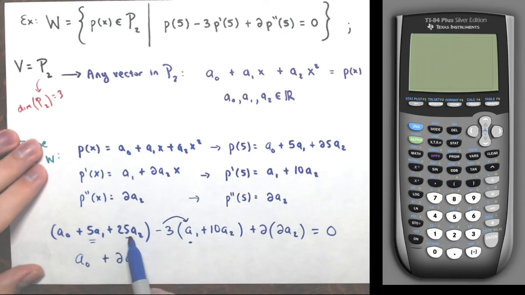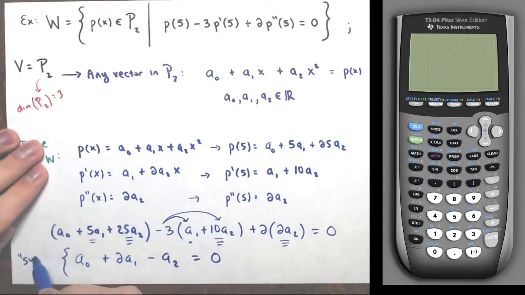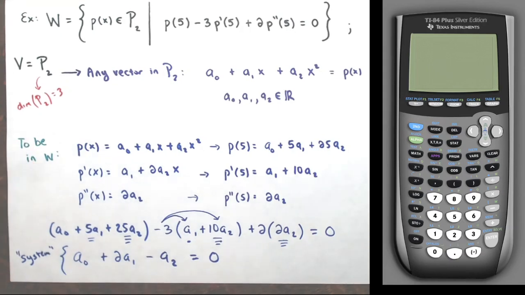And then there's 25a2 minus 30a2. Right, that's triple underline. And then plus 4a2. So 25a2 minus 30a2 would be negative 5a2. And then plus 4a2 would be minus a2. And this must be equal to 0. And you see, this is my system. I know there's only one equation here, but this is the condition that needs to hold for our coefficients for a0, a1, and a2 in order for our polynomial p of x to be in set W.